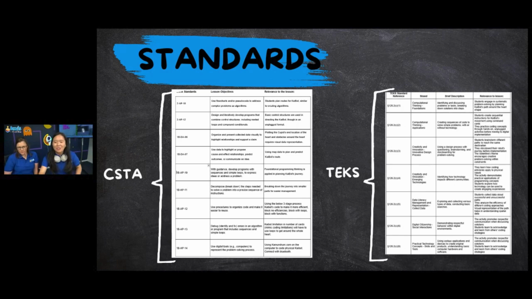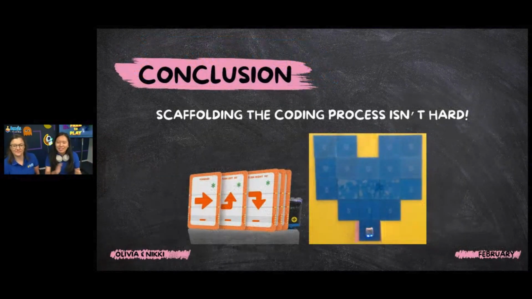As our conclusion for this presentation and webinar, we wanted to just say scaffolding the coding process isn't hard. And yes, we hope we've made it a little easier through having the different types of cards, from easy movements and functions to loops, and then from the endpoint, which is conundrum.com, Blockly, and then Python at the end. Do we have any last questions?